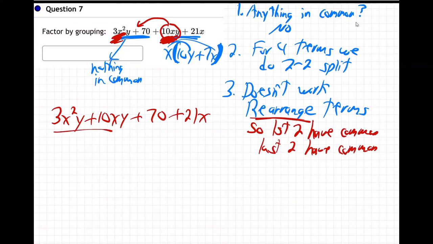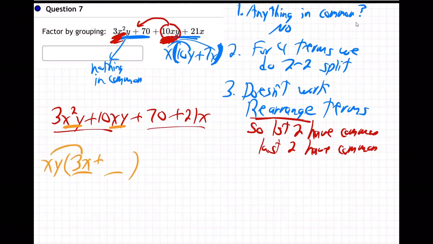Now do the 2-2, first 2, last 2. It's what we always do for 4 terms. So what do these first 2 now have in common? Well, they both have X and Y, don't they? So you can take an X and a Y out of the first 2. Okay, and then you just put inside whatever works. XY times what? That'd be 3x, right?